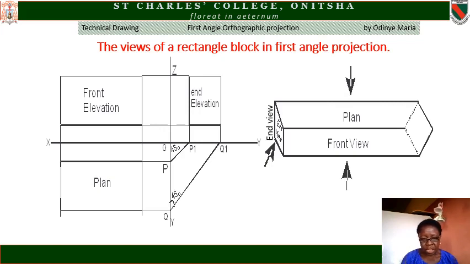Now, to get the end elevation, you project from the edges of the plan to the hinge line ZOY, to P and Q. With the help of a 45 degrees set square, you transfer P to XOZ at P1, transfer Q to XOY to Q1. Then project vertically onto the vertical plane from P1 and Q1. Then draw from the edges of the front elevation to the end vertical plane and mark the end of the end elevation or end view.